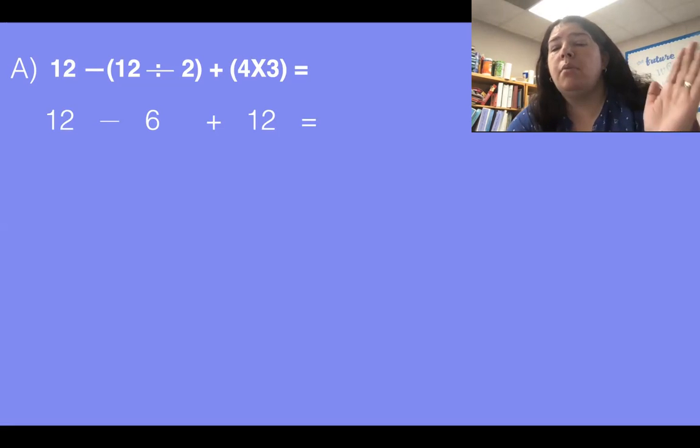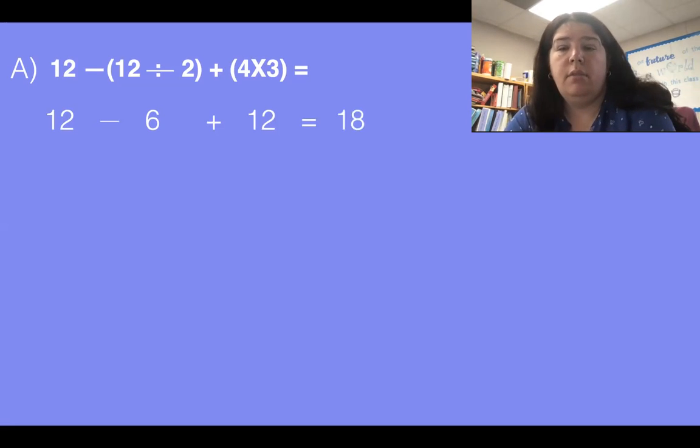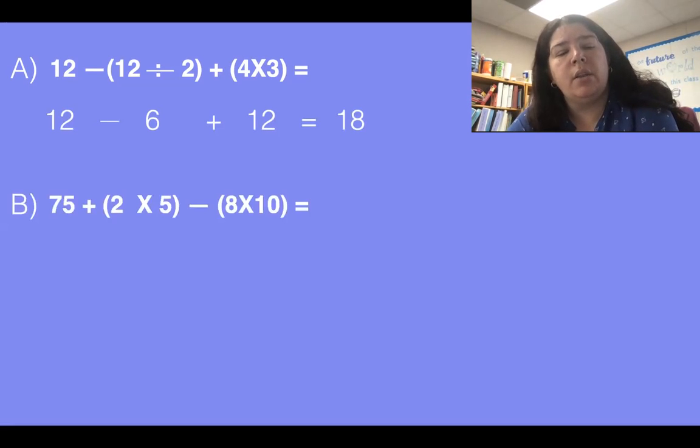Now we can go from left to right. 12 minus 6 equals 6, and 6 plus 12 equals 18. Very good. But remember, the key rule here is do what's in the parentheses first. All right, let's get another one.